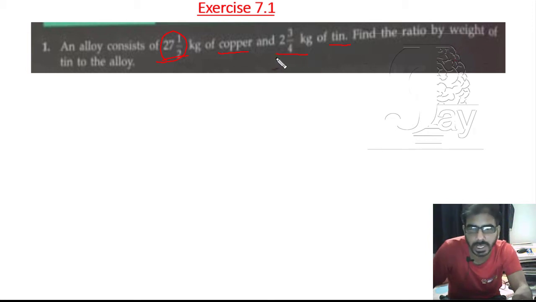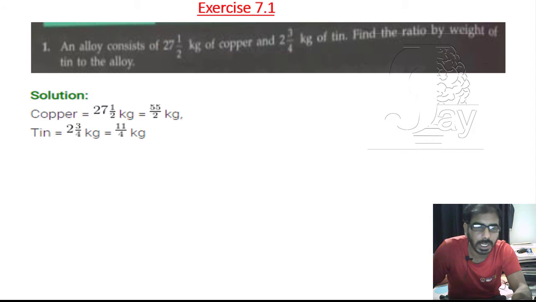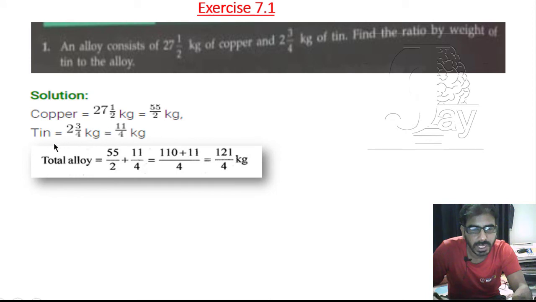That means we are going to find the ratio of the weight of tin, and not the weight of copper; we have to take the weight of the alloy. The copper weight is 27.5 kg, so 55 by 2 kg, and the tin weight is 11 by 4 kg. 2 3 by 4 is 11 by 4 kg. If we add copper and tin weight, we get the total weight of the alloy. We get 121 by 4 kg.